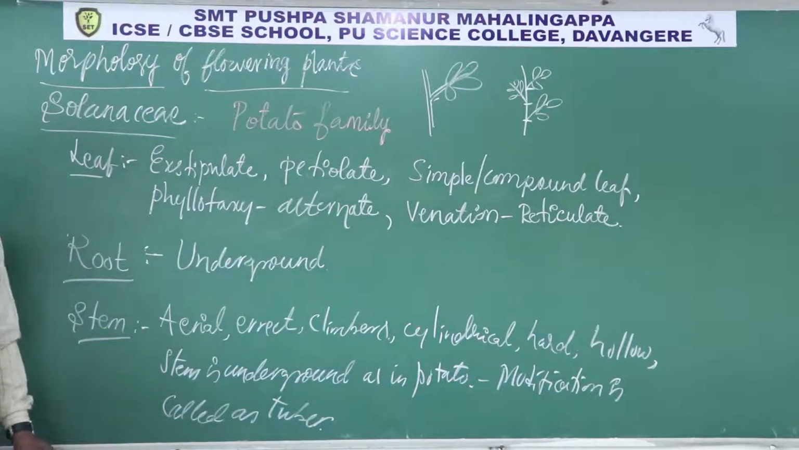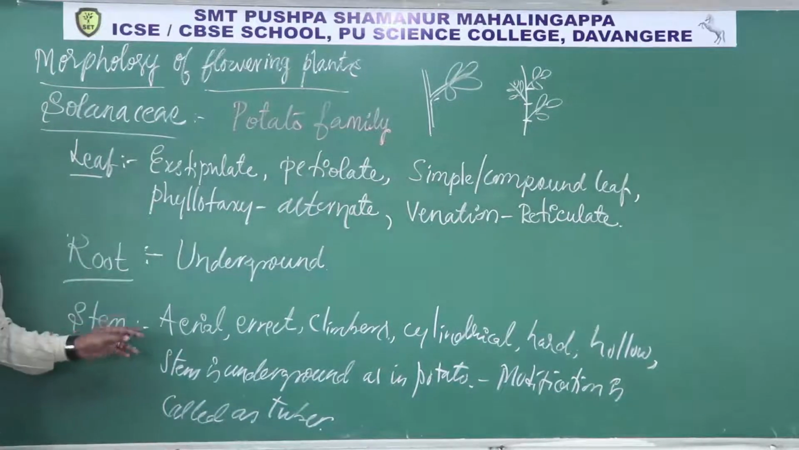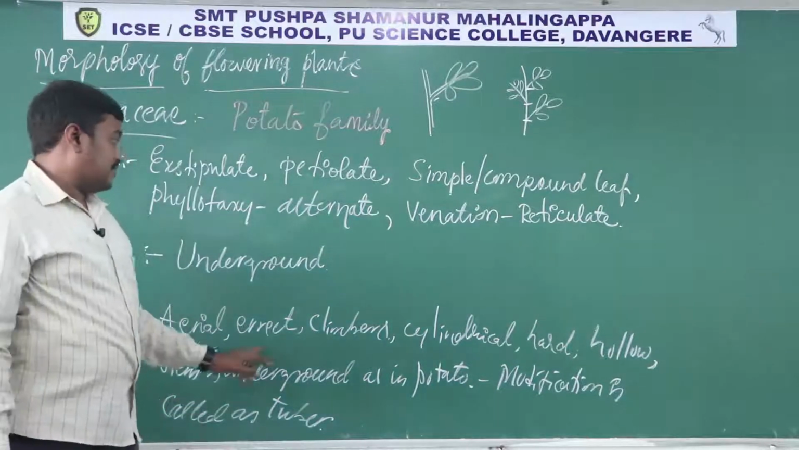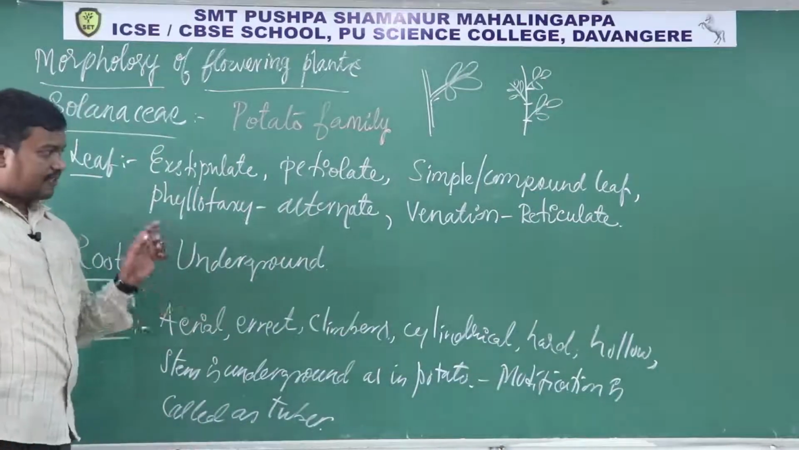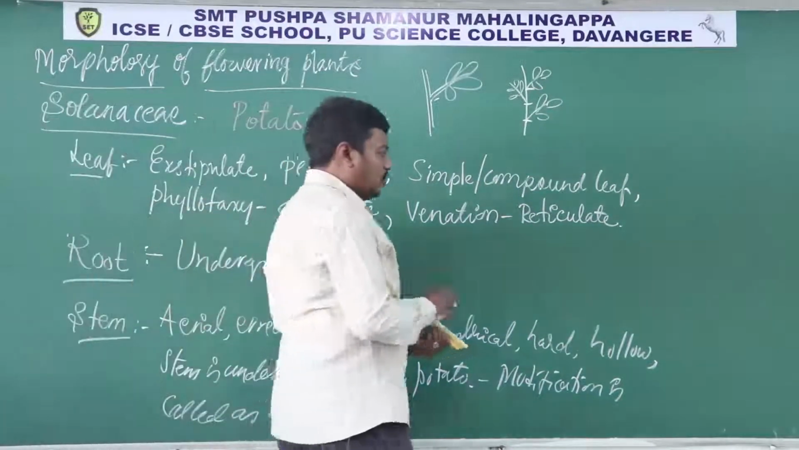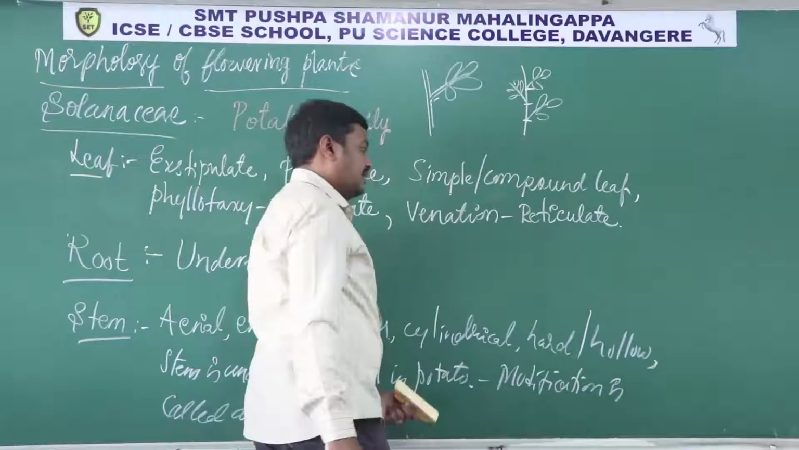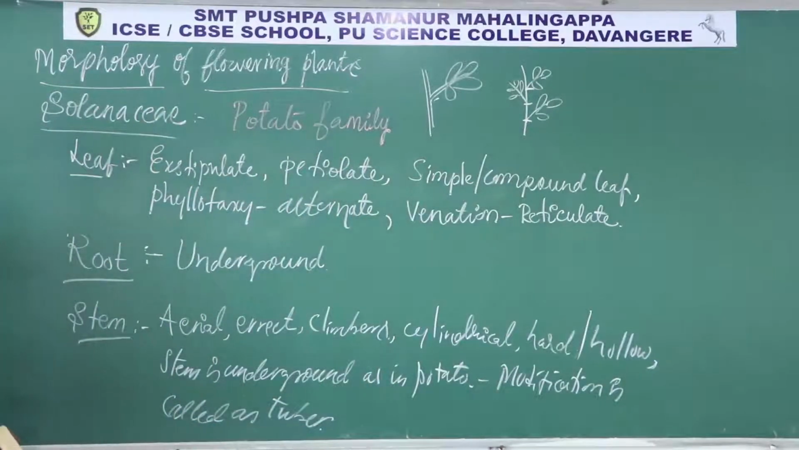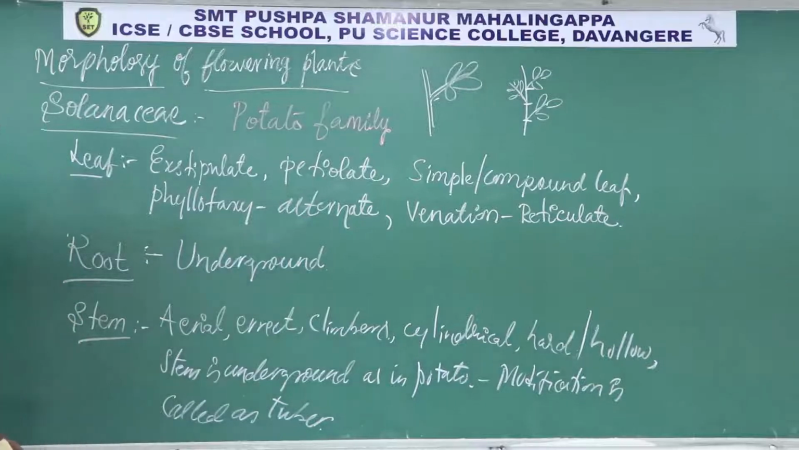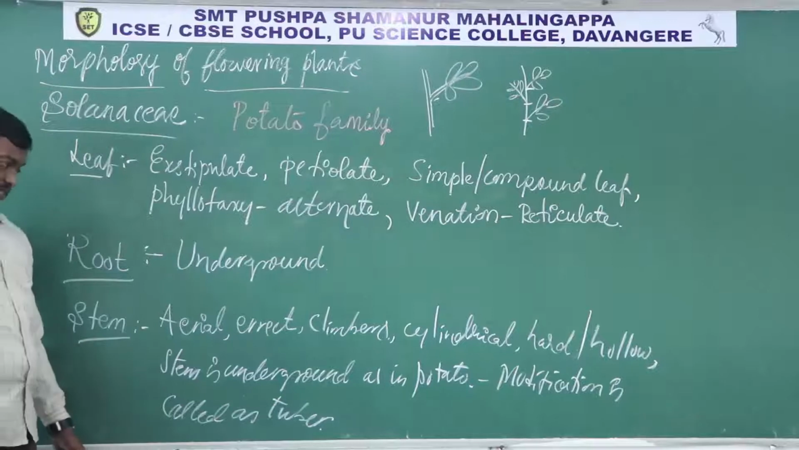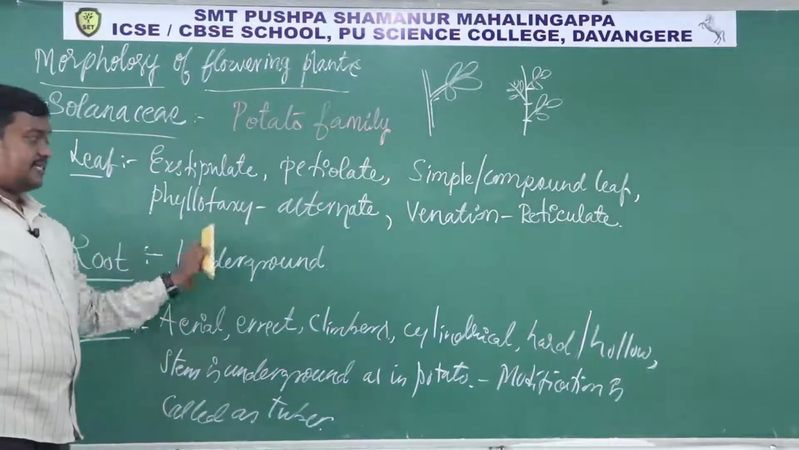So root is underground, stem is aerial, erect, sometimes a climber, cylindrical, round, usually sometimes hard or sometimes hollow. Then the stem is underground, as in potato. So the modification is called a tuber. So tuber is a modified stem found in the family Solanaceae.